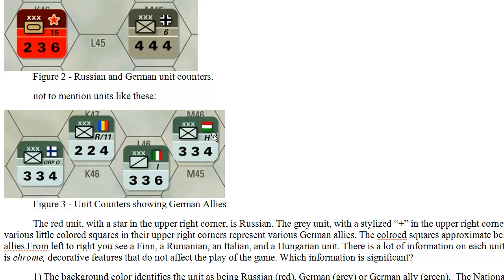Now, we can point out a few of the features here. Each of these units has 1, 2, 3 numbers printed at the bottom. The first is a measure of the attack strength, the attack factor. The second is a measure of the defense strength, the defense factor. The third is an indication of the ability to move, the movement factor.